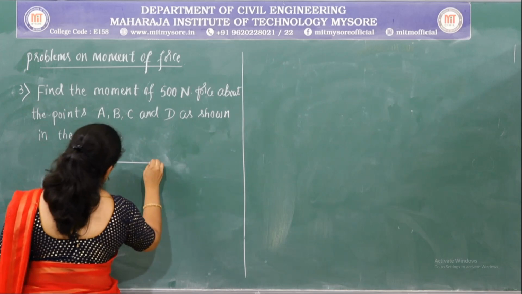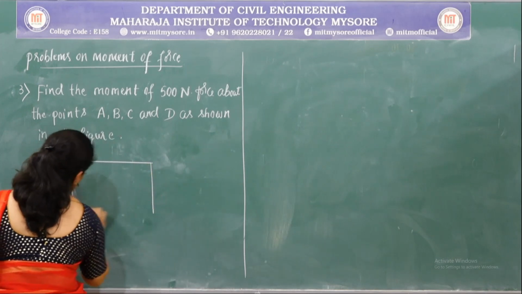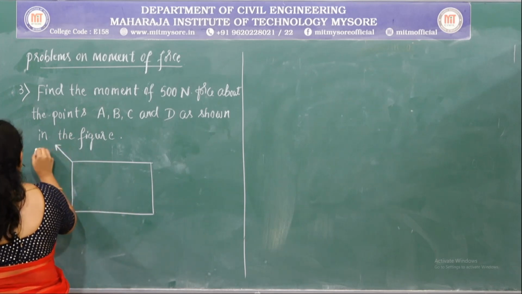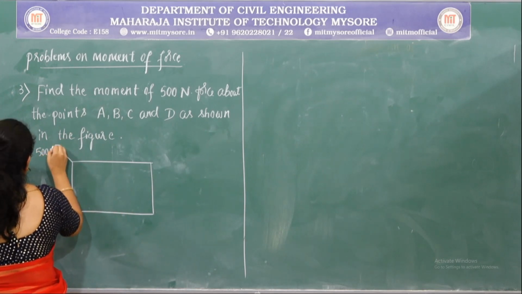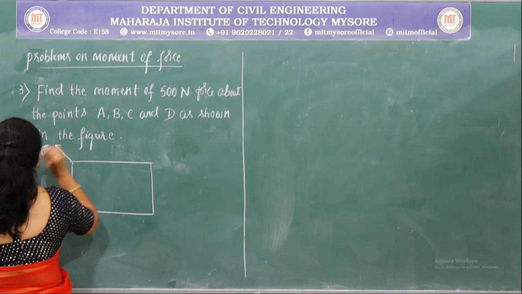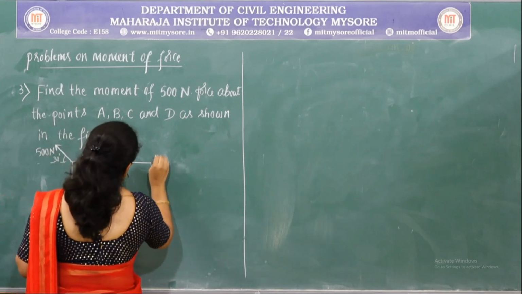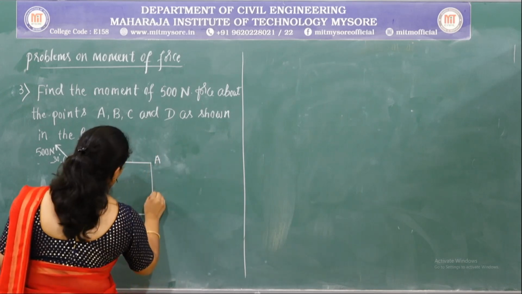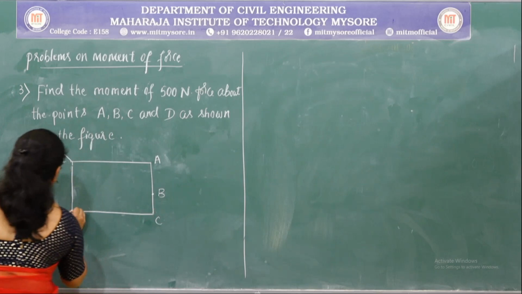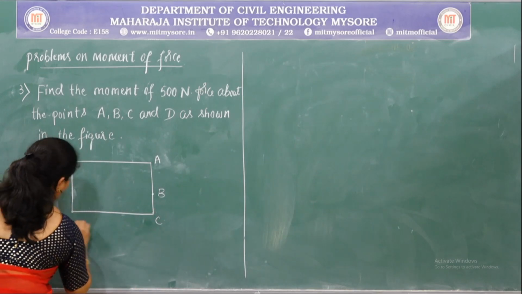So the figure given consists of a 500 Newton force which is inclined at an angle 30 degree with respect to x axis. So you need to find out the moment about the point A, B, C and D.